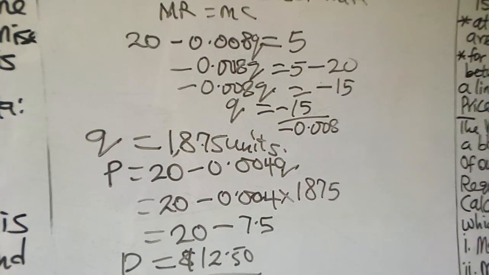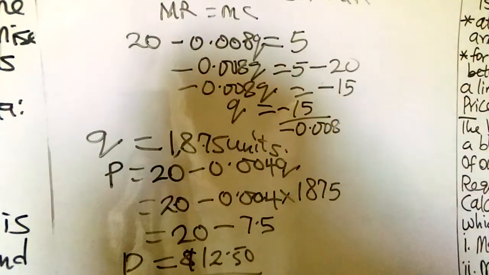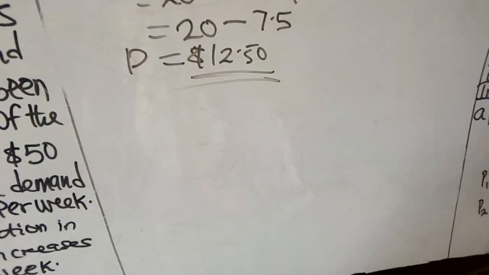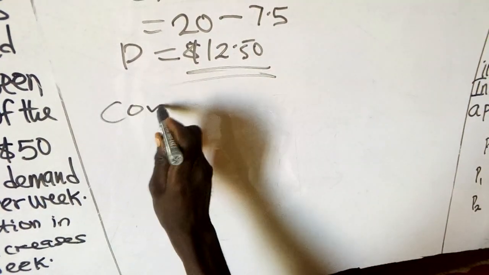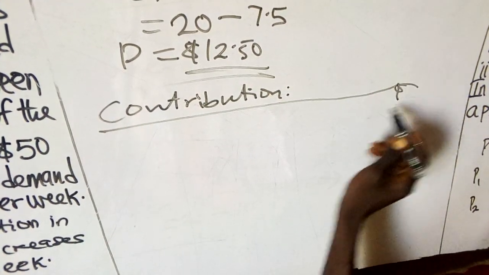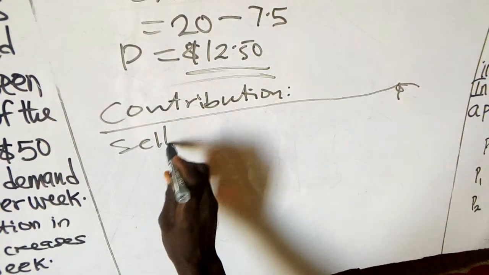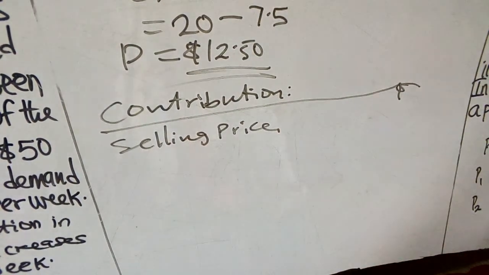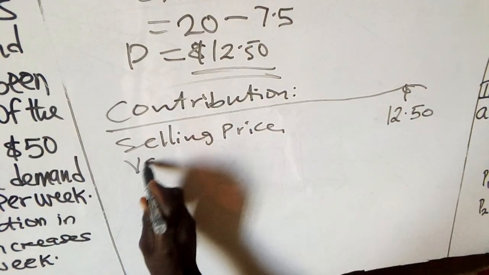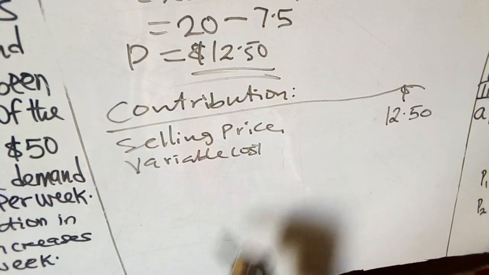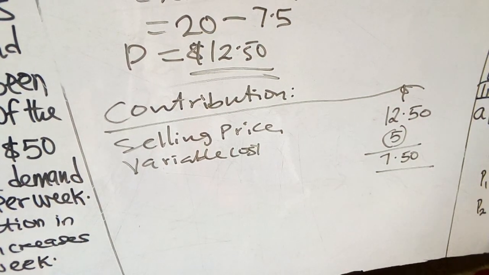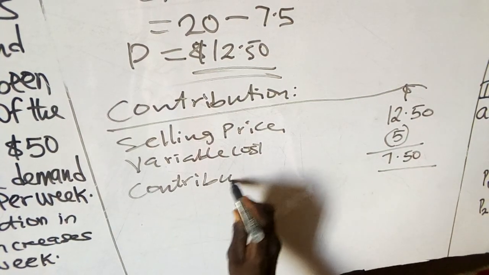Now, you want to determine the contribution. Remember, contribution is selling price less variable cost. So we have the selling price as calculated, which is 12.5, less variable cost, which is $5, as earlier given. If you subtract $5 from 12.5, then you have $7.5, and that is the contribution margin.